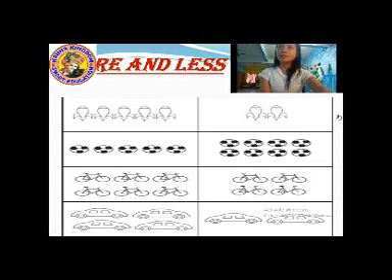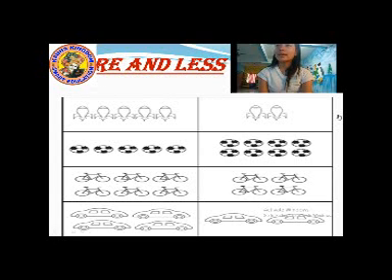Okay, students, now we are going to learn about more and less. Just tell me, what do you mean by more and what do you mean by less? Okay, I'll explain, okay? Look at this picture.